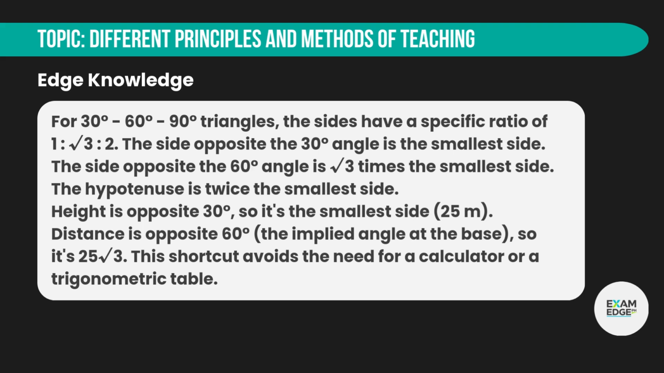The side opposite the 60 degrees angle is square root of 3 times the smallest side. The hypotenuse is twice the smallest side. Height is opposite 30 degrees, so it's the smallest side, 25 meters. Distance is opposite 60 degrees, the implied angle at the base, so it's 25 square root of 3. This shortcut avoids the need for a calculator or a trigonometric table.